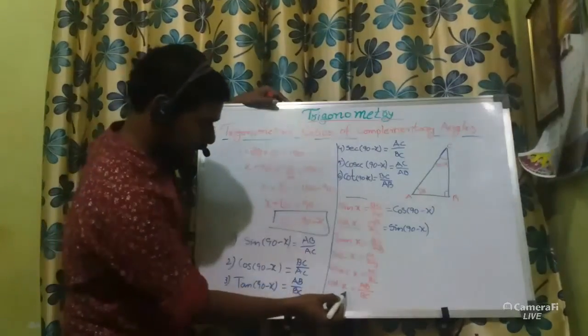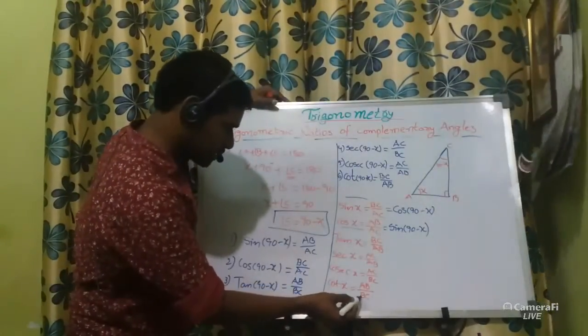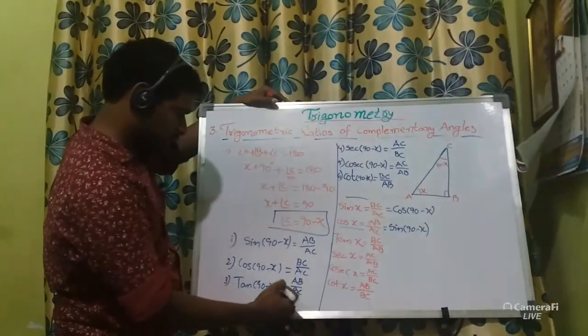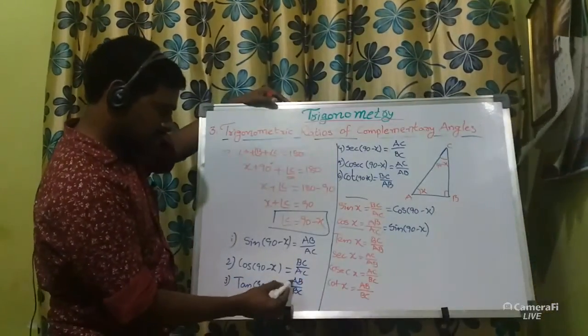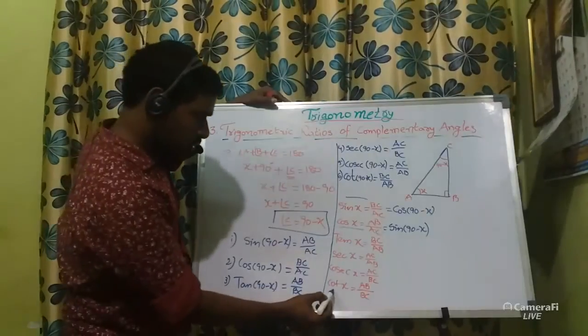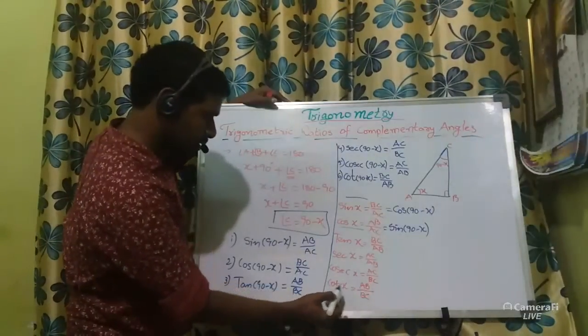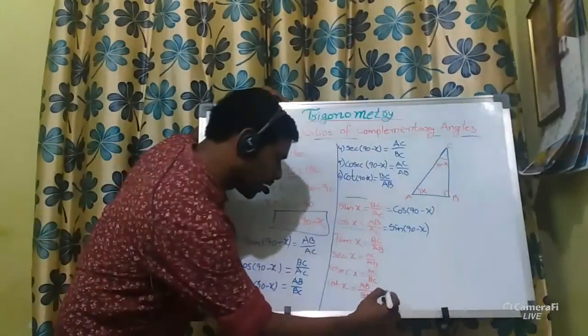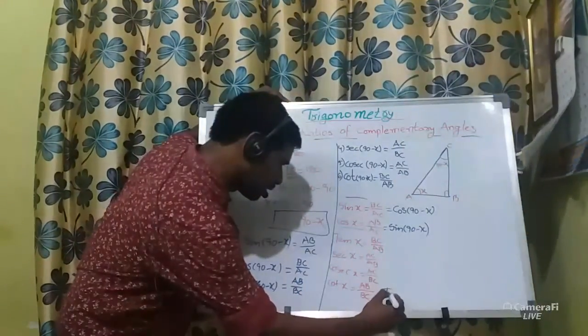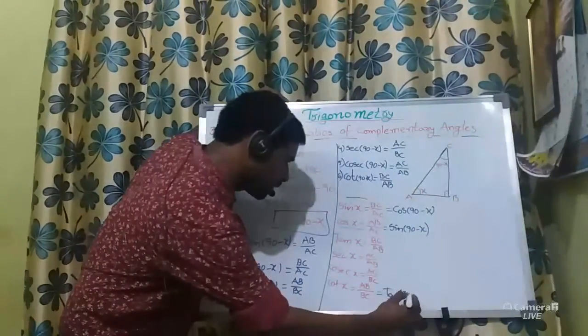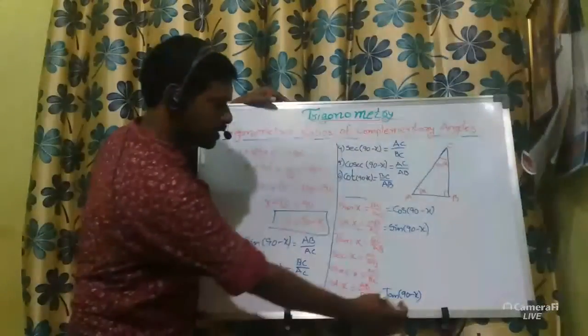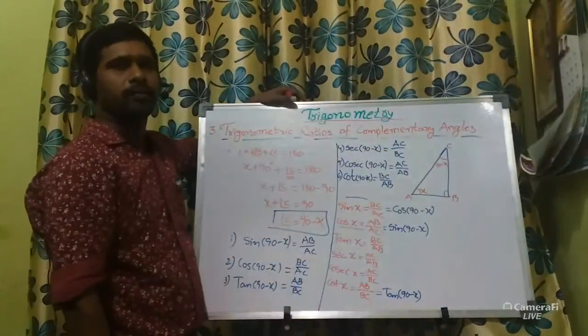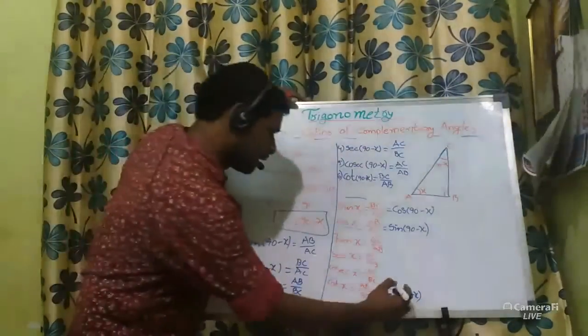Once you observe that, there is here AB by BC, the same. The same ratios are there. Tan 90 minus x is AB by BC, and cot x is equal to AB by BC. Means cot x is equal to tan 90 minus x, or tan 90 minus x is equal to the cot x value. Okay.